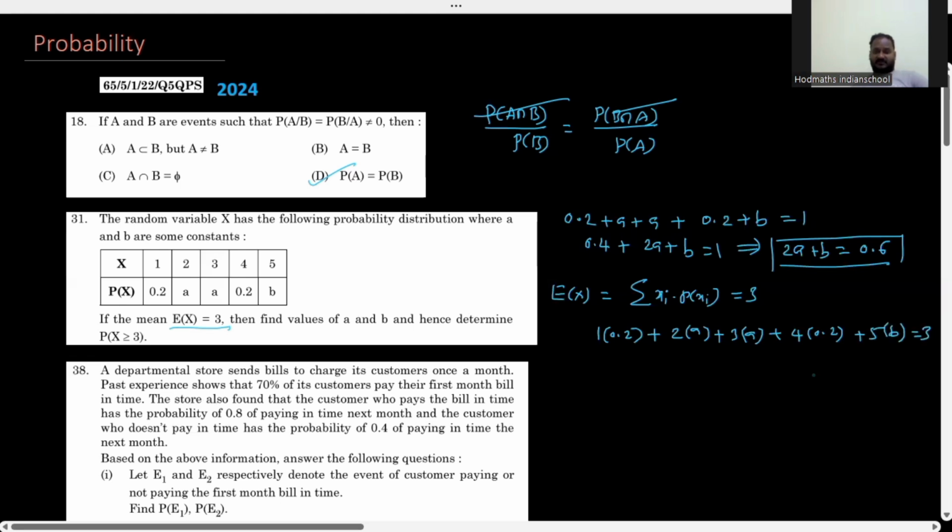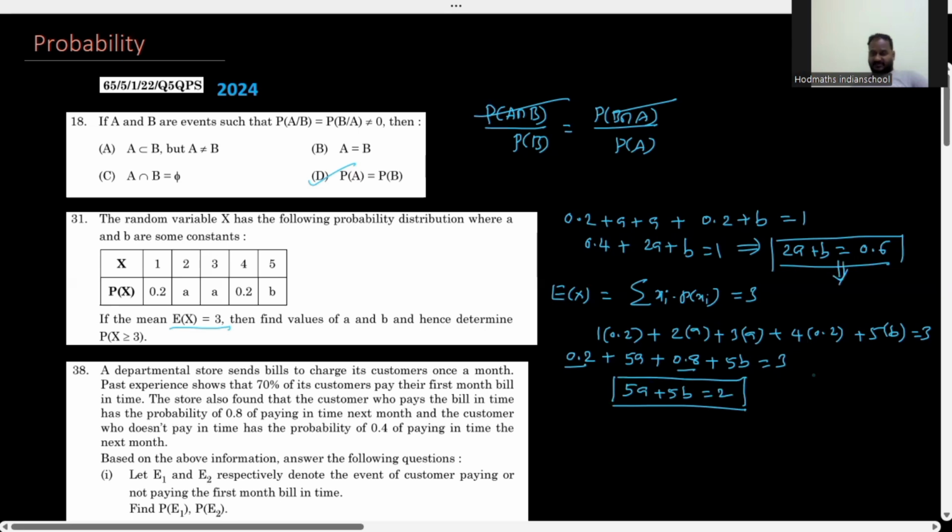When you simplify, 1 into 0.2 is 0.2. Then 2 into a is 2a, plus 3 into a is 3a; 2a plus 3a is equal to 5a. And then 4 into 0.2 is 0.8, plus 5 into b is 5b, equal to 3. Now 0.2 plus 0.8 is equal to 1. So finally, 5a plus 5b is equal to 3 minus 1, which is 2. So 5a plus 5b is equal to 2 is the second equation, and this is the first equation.